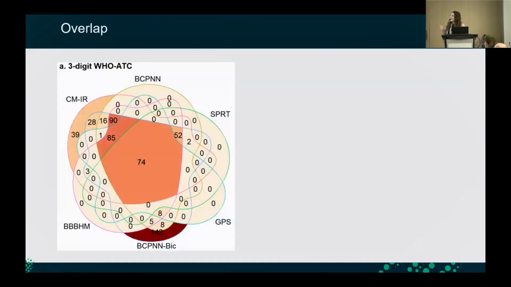So here's a Venn diagram. I realize there's a lot going on here, so I'm going to go through each bit. The number in the middle is the number of signals identified by all of these methods. So there's quite a few there. Whereas the numbers on the outside are those that are being identified uniquely by that method. So this one here is the signals identified only by the BCPNN-BIC. There's quite a few, and we'd expect there to be a relatively high proportion of false positives in that sort of group.